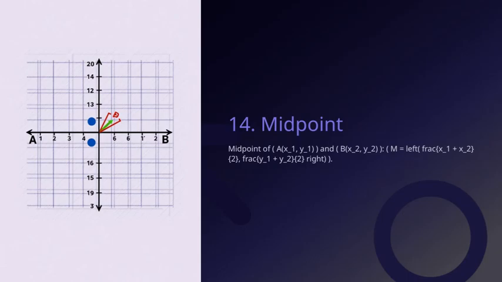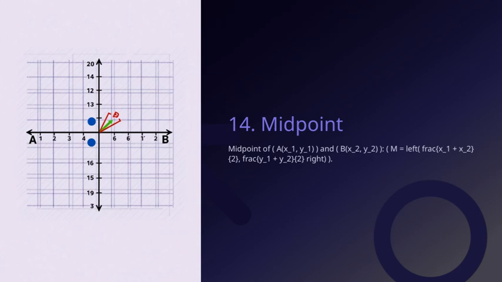Now, let's talk about the midpoint of 2 points, A and B. The midpoint, which we'll call M, is essentially the point that sits exactly halfway between A and B. To find it, we take the x-coordinates of A and B, add them together, and divide by 2. We do the same with the y-coordinates. So the formula for the midpoint M is: x-coordinate of M equals the sum of x1 and x2 divided by 2, and y-coordinate of M equals the sum of y1 and y2 divided by 2.